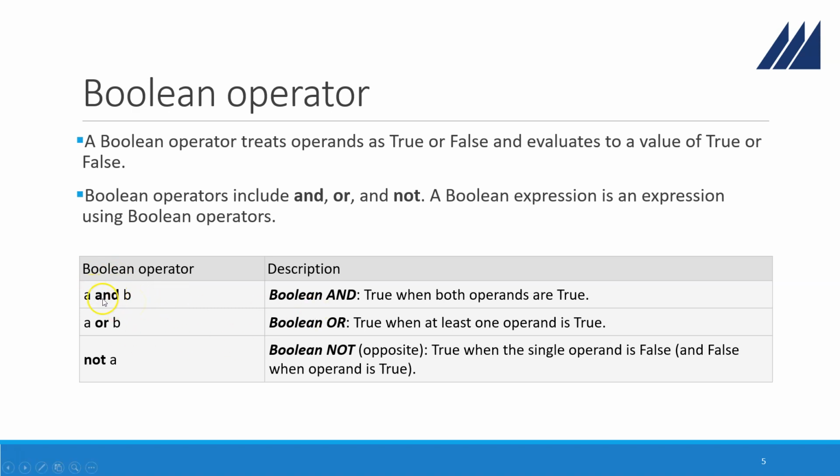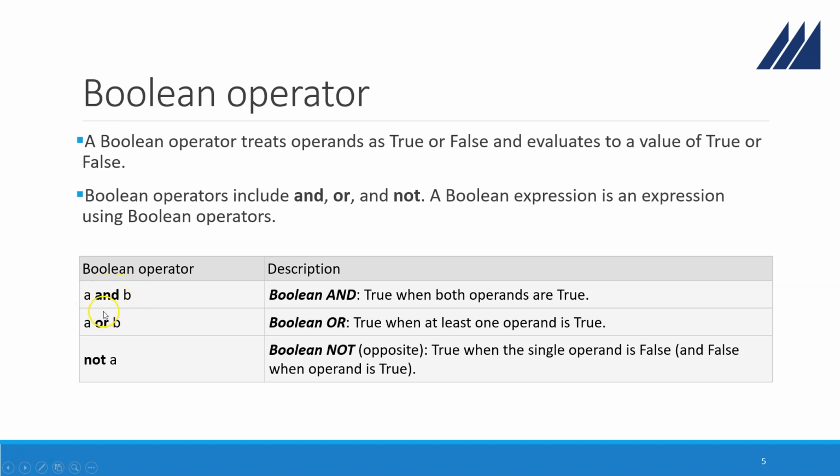If the connector between them, or the operator that I have, is and, this will return true when both of them, A and B, are true. If one of them is false or both of them are false, the and is going to give me false as the result of these two expressions.